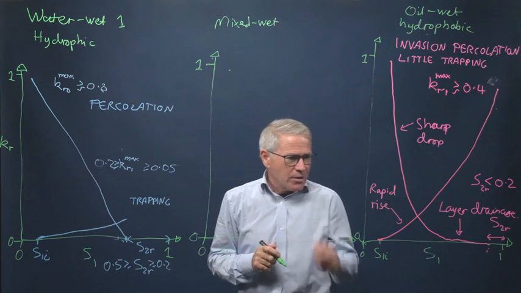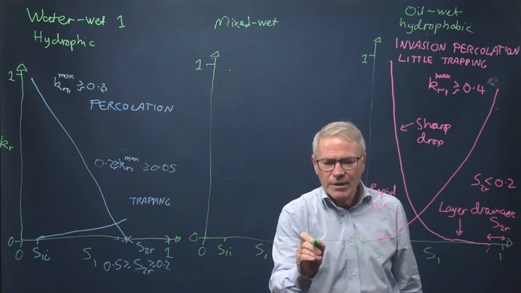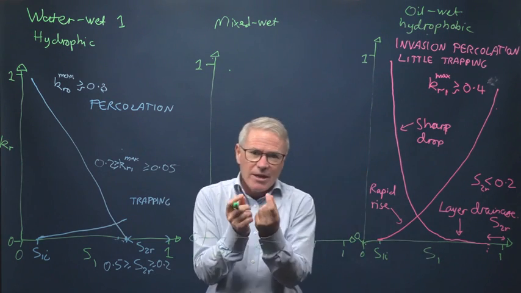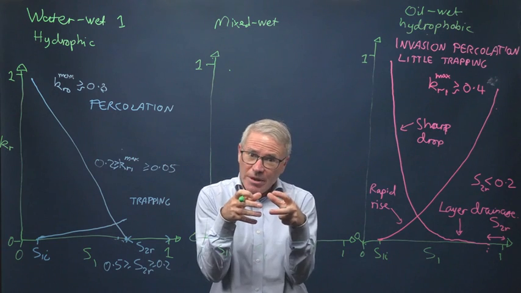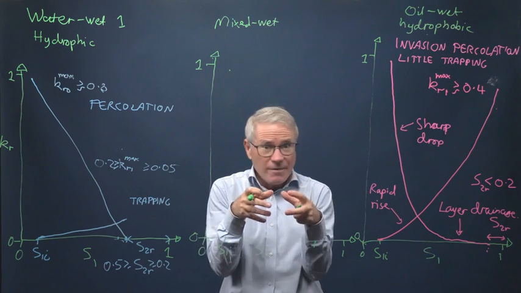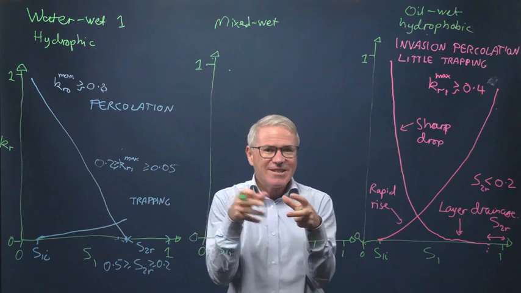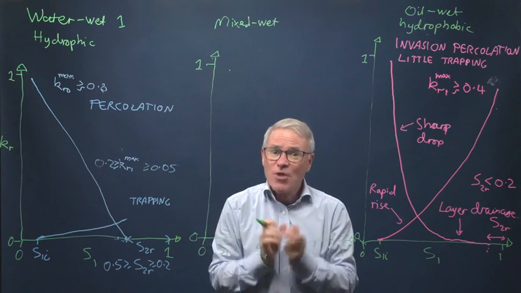So the first thing is the residual saturation. This actually is in between because you can get snap off and you can trap some of the non-wetting phase in the water wet, the phase 1 wet, regions of the pore space.